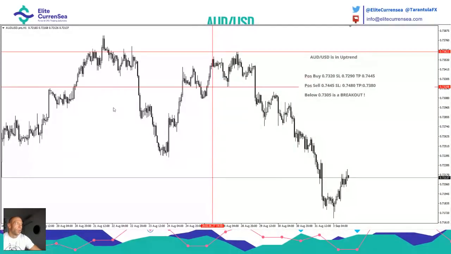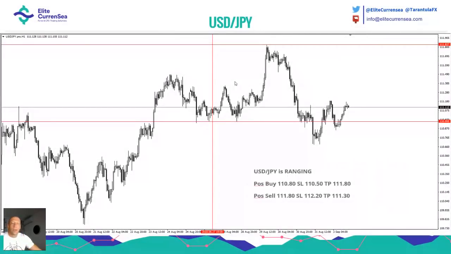The Australian dollar, positional buy, sell, whatever. If you bought it here, then again you made pips straight. The Australian dollar is really very good and suitable for beginner traders. I think that it's easy for beginners. And now, of course, it went down. So if you took a breakout trade below 7305, you made profits there, and it dropped even further.